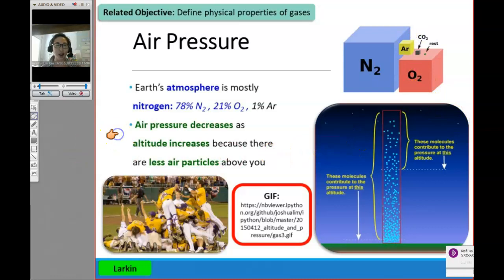Okay, now one of the things that I want you to think about is when you climb up a mountain and you get higher and higher and higher, does it get easier to breathe or harder to breathe? That is actually where a lot of CO2 is contributed to our environment, is from cow farts. It gets harder to breathe.